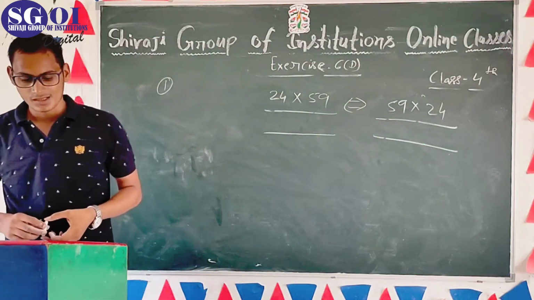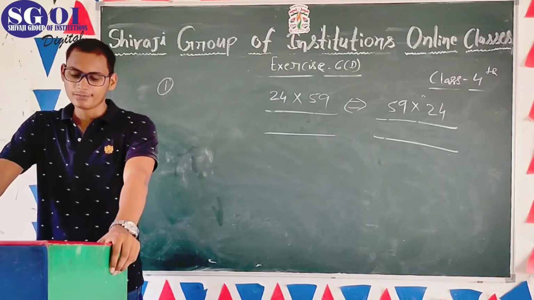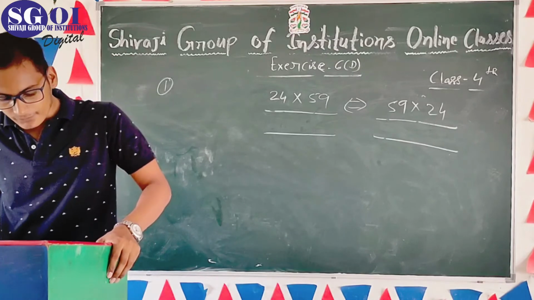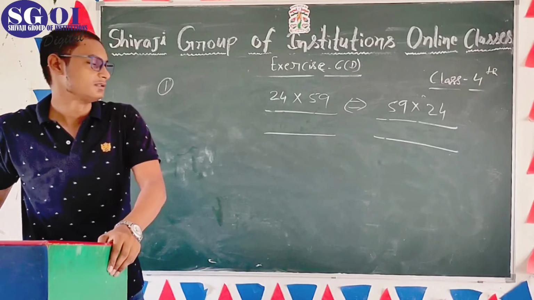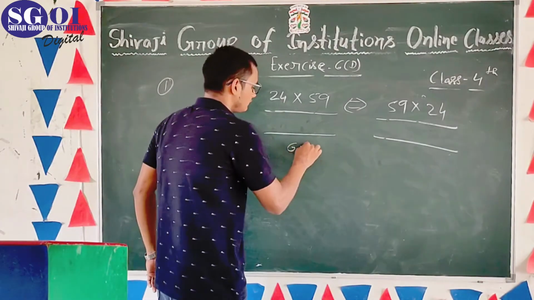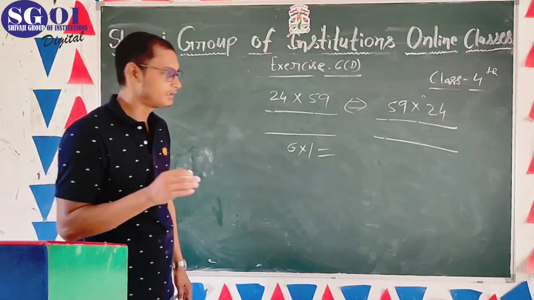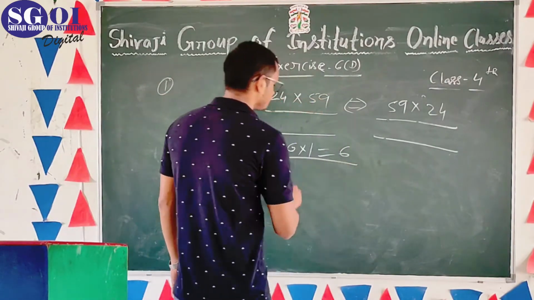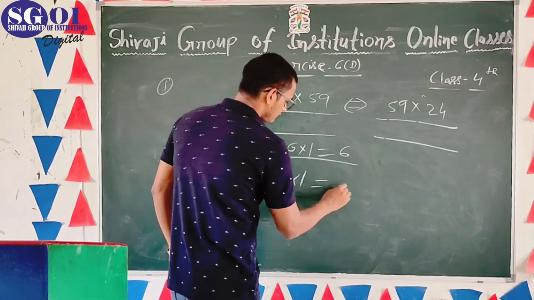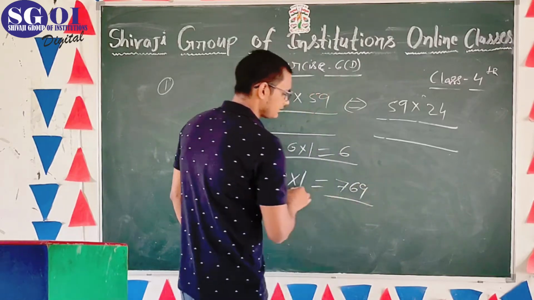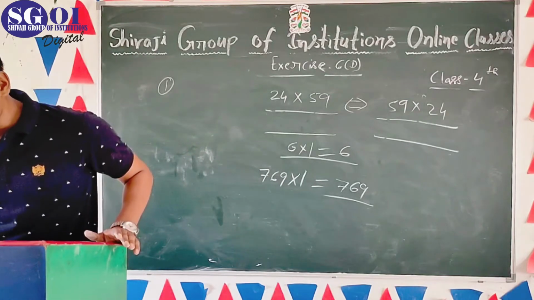Understood? Second property, multiplicative property of 1. What is the multiplicative property of 1? The product of a number and 1 is the number itself. The product of a number and 1 is always the number. Understood?